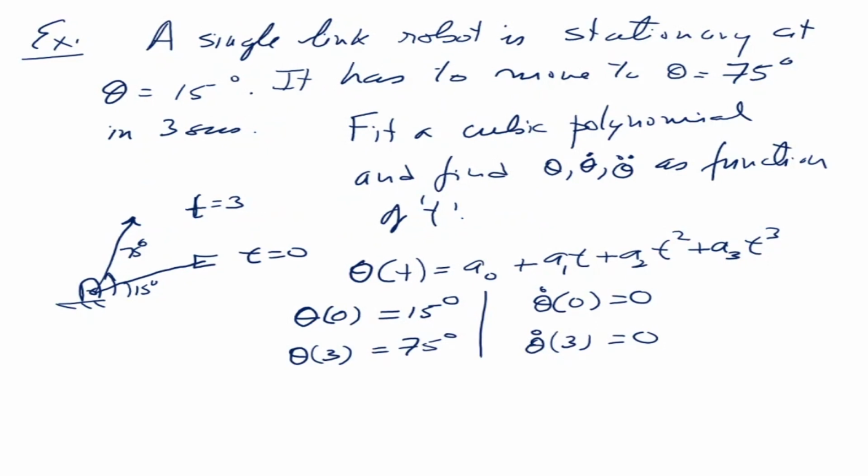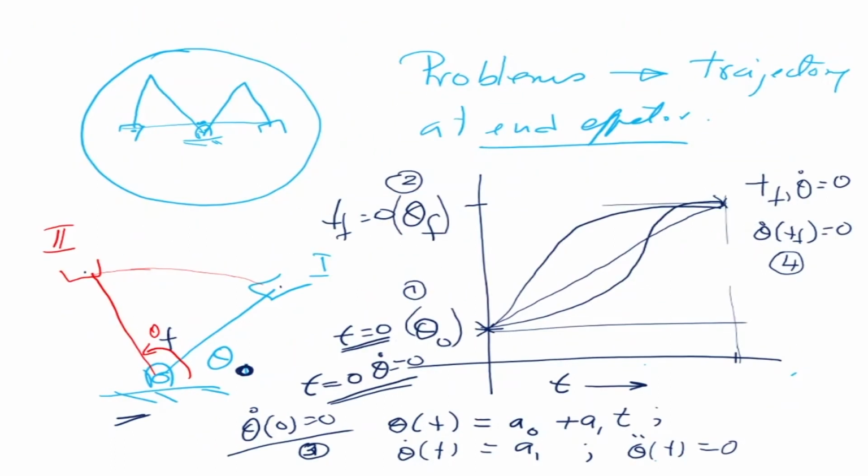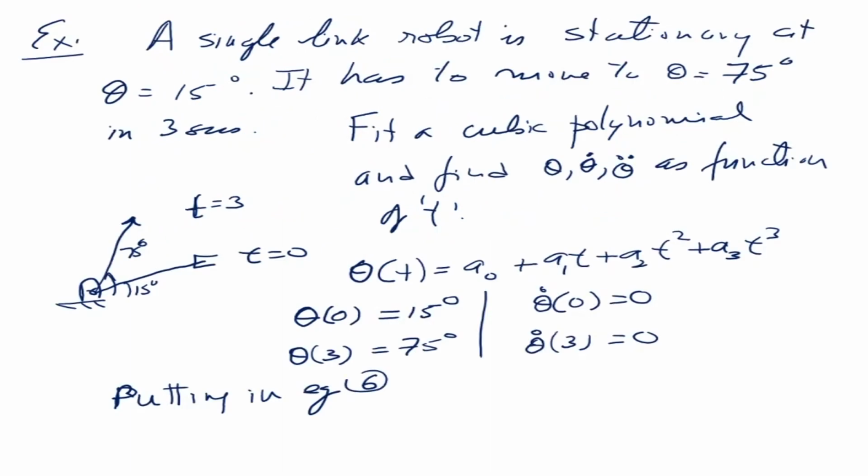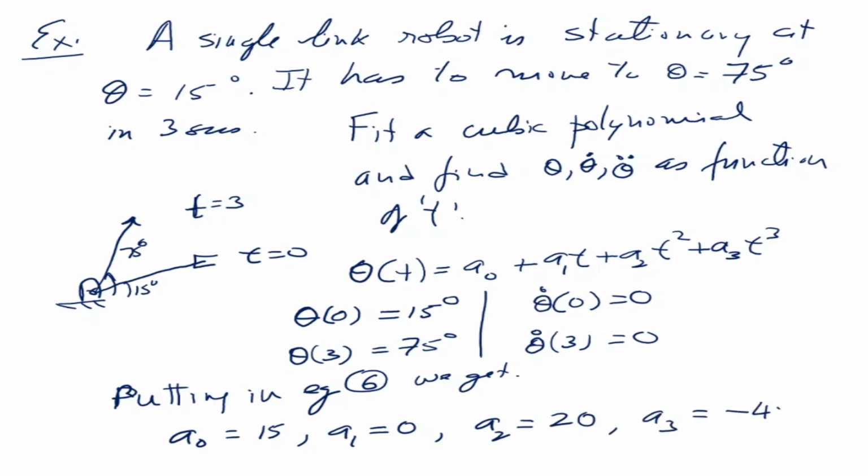Okay, so putting in equation 6, the previous one was 5, so let's call this 6. Putting in equation 6, what we do get is a0 is equal to 15. Then a1 is equal to 0, a2 is equal to 20, and a3 is equal to minus 4.44. We just have to put in the numerical values, and you'll get this.